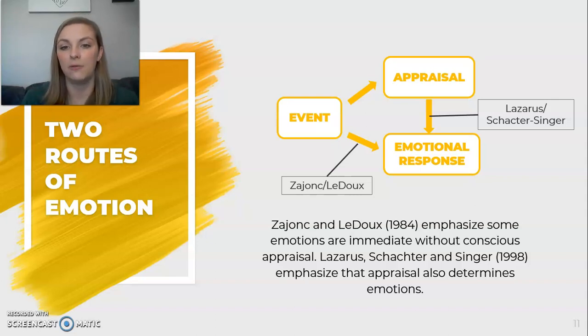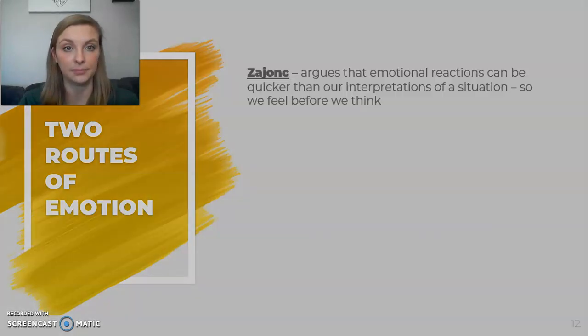So we're going to look at 4 different ideas. So Zajonc and Ledoux, they both emphasize that some emotions happen immediately without us actually thinking about them. Okay, so they're going to argue that an emotional response can happen without us thinking about something. Lazarus and Schachter and Singer emphasize that we need to have some sort of cognitive thought about the emotion before we can actually determine that it's an emotion. Okay, so let's look at each of these separately.